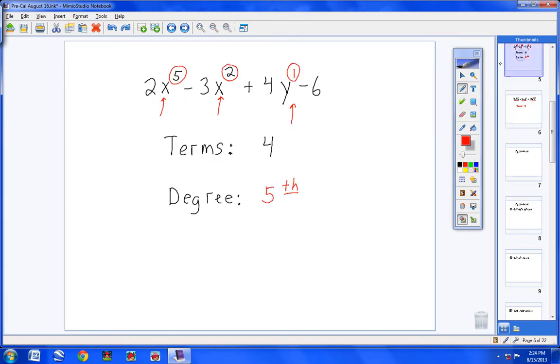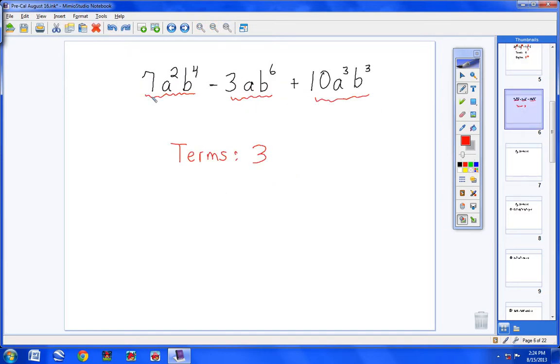Let's go back a page. Notice this was 1 term, and I only had 1 variable. Notice this is 1 term, and I have 1 variable. Notice this is 1 term, and I have 1 variable. Do you see that? Now, let's jump into this problem. Here's 1 term.